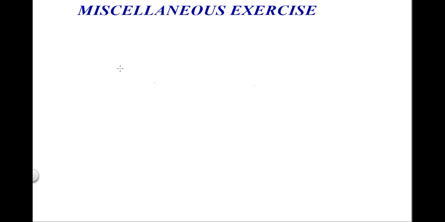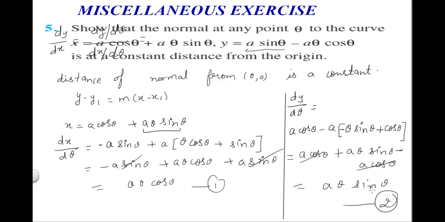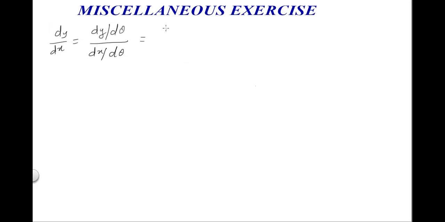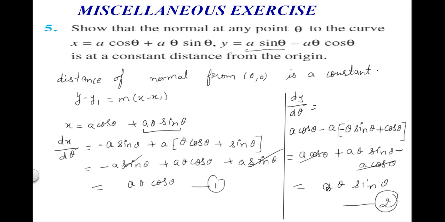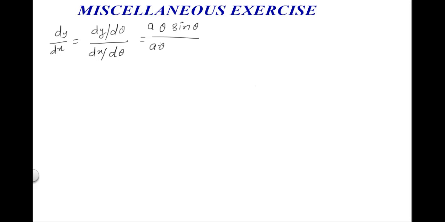Now to find out dy by dx, we will put dy by d theta first in the numerator, divided by dx by d theta in the denominator. What is dy by dx that we are getting? Just pay attention. It is a theta sin theta. You can just again confirm. We are getting a theta sin theta. And in the second, dx by d theta is a theta cos theta. Let us put that here. Cancelling the terms, we are left with sin theta upon cos theta, which is tan theta.